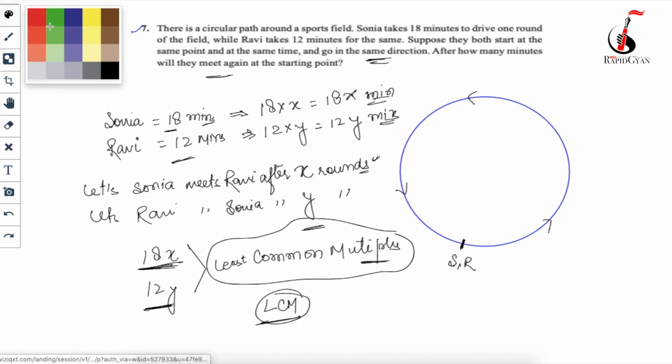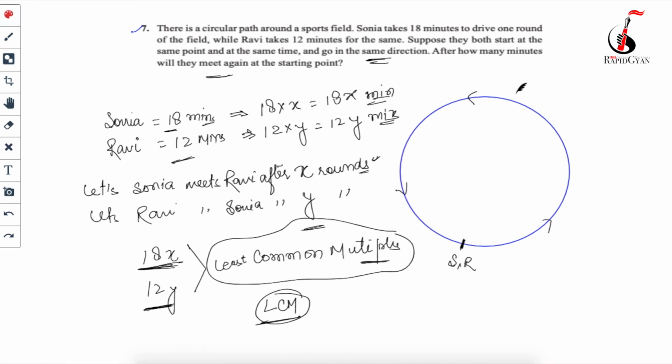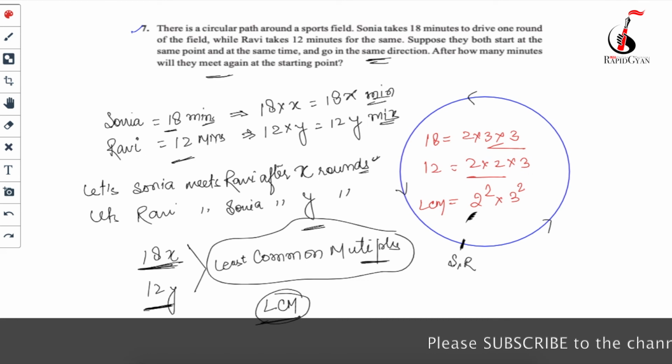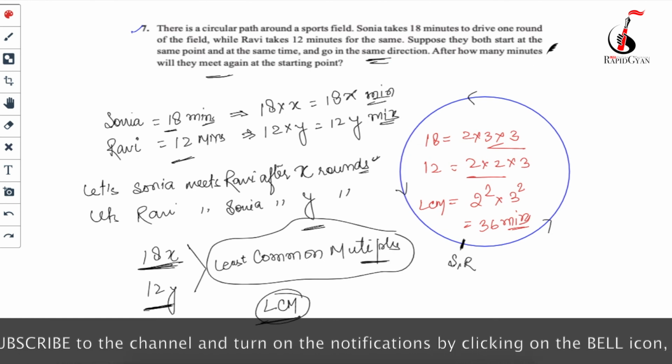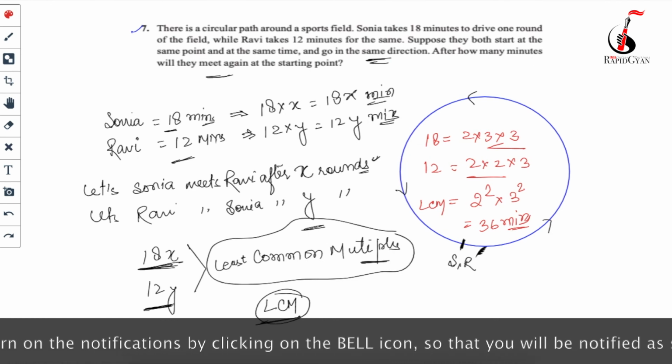So let's find the LCM of 18 and 12. What will be the prime factors of 18? 18 will be 2 times 3 times 3, and 12 will be 2 times 2 times 3. So for the LCM we take the highest power. The highest power of 2 is 2 squared, multiplied by 3 squared, which is 4 times 9, equal to 36 minutes. So you can write your answer that after 36 minutes they will meet again at the starting point. That's your answer.